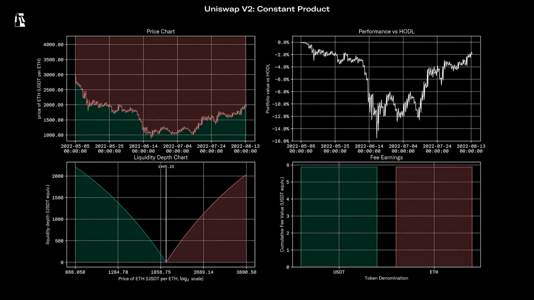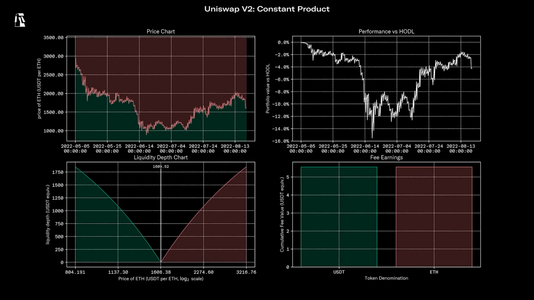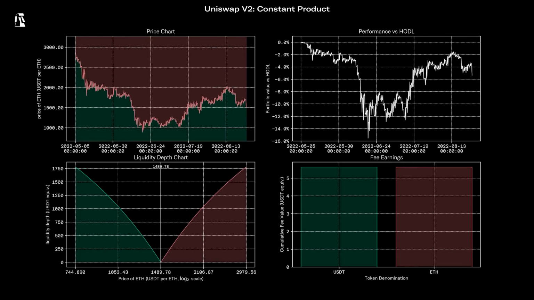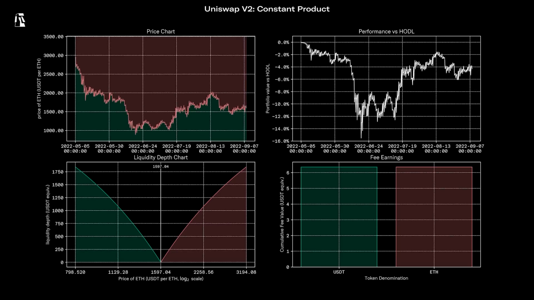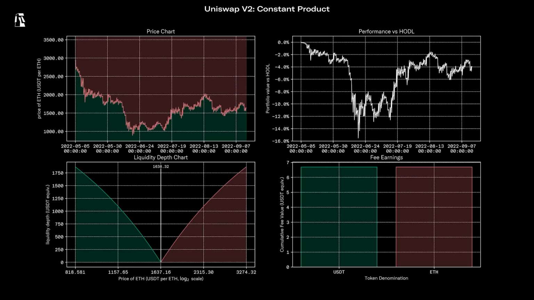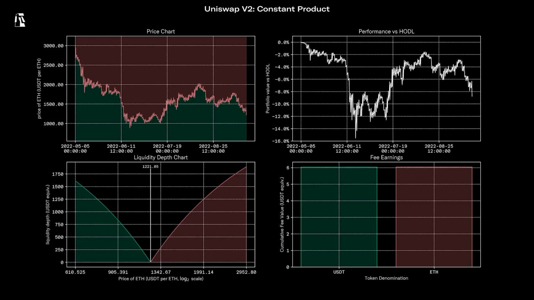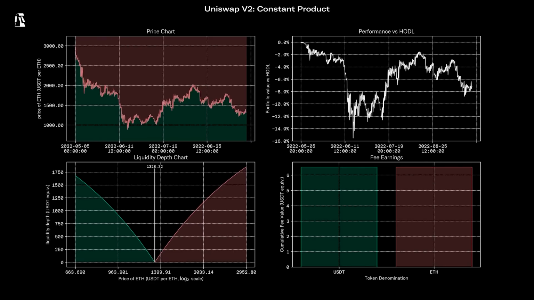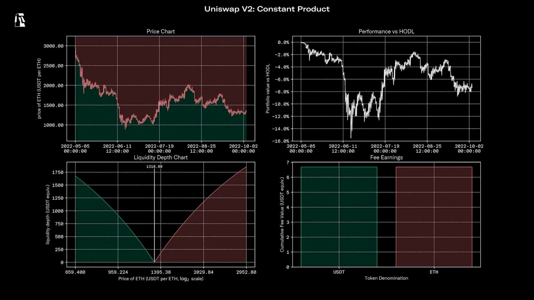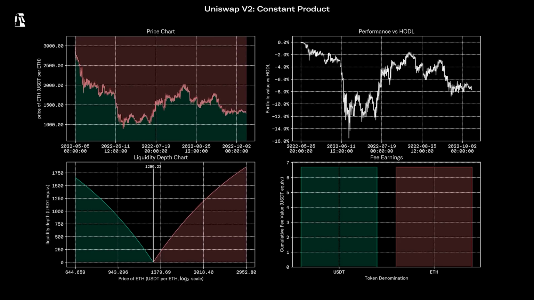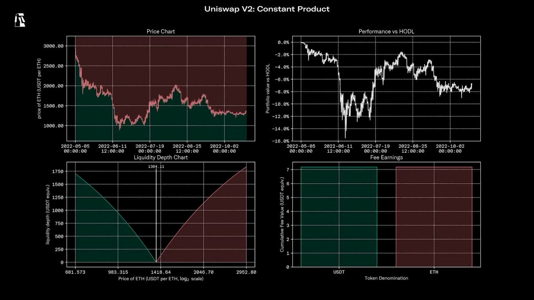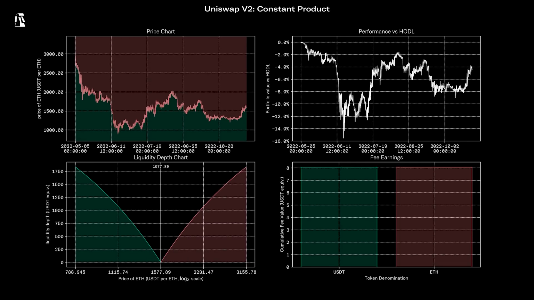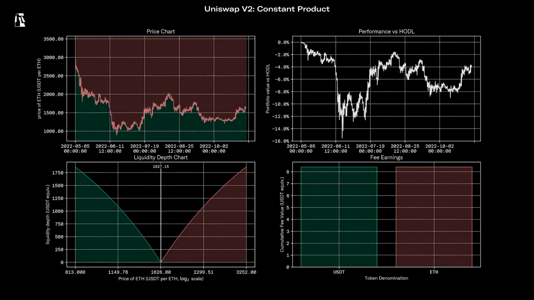In the upper right is the performance versus HODL chart. This chart tells you how well your position is relative to holding in a wallet. Most people deposit into liquidity pools because they think their position will generate a return. The performance versus HODL chart tells you how much money this position made, or didn't make, relative to the strategy of doing literally nothing. This particular position has a low of about negative 20%, and it doesn't ever really fully recover.